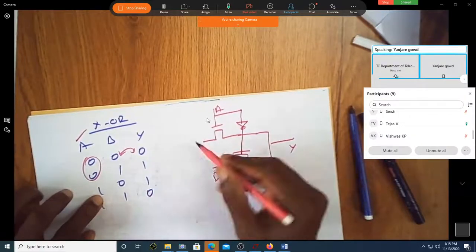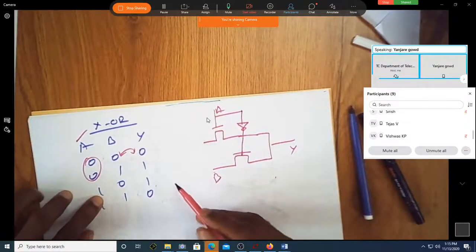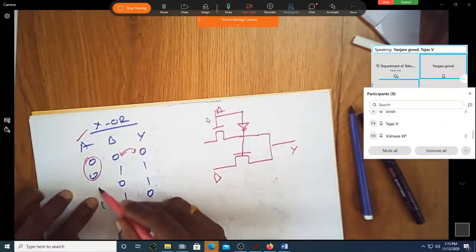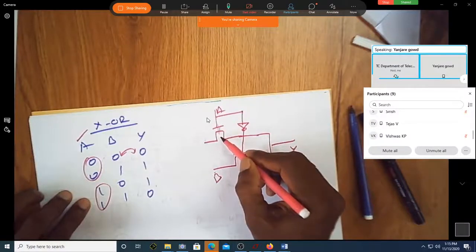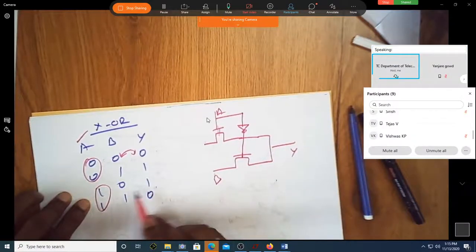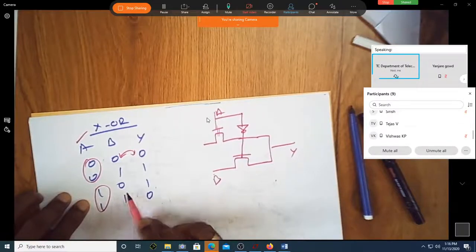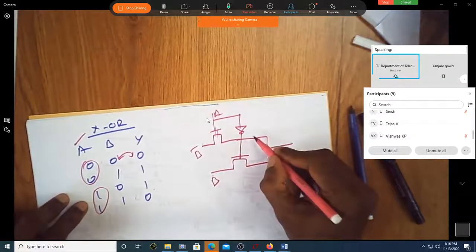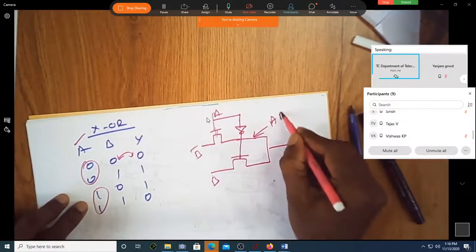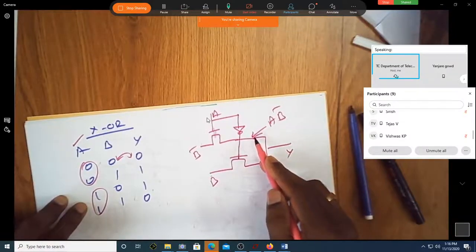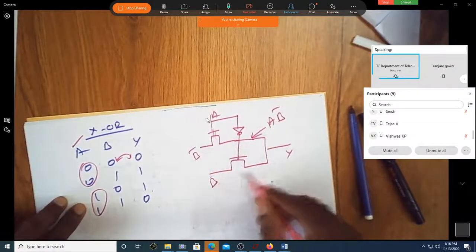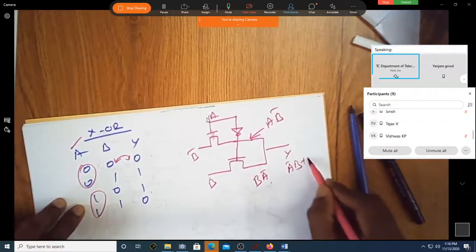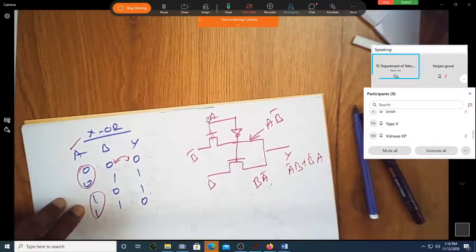Sir, B bar. No, that depends. Now here you can see this is 1, this is high, this is on. This transistor is on. So what is your output? The output is exactly the opposite of B. This should be B bar. Or you can think of what output you are going to have. Is it not A B bar? Yes, sir. This is A, this is B bar. What is this? This is B A bar. So at this point you have A bar B plus B bar A, or A B bar plus A bar B. That's what your XOR gate is.